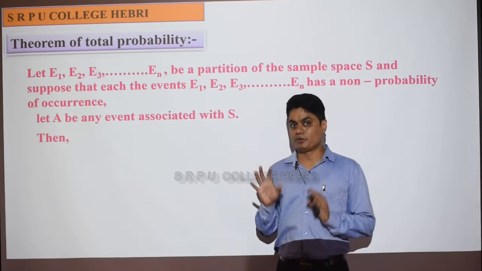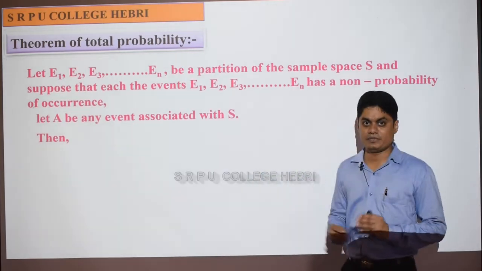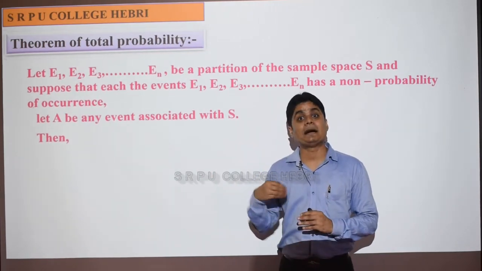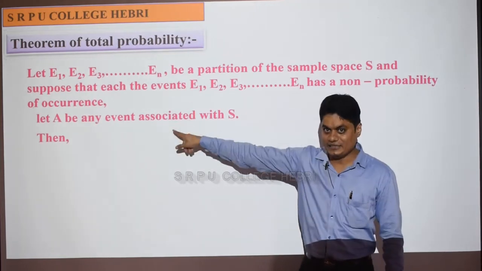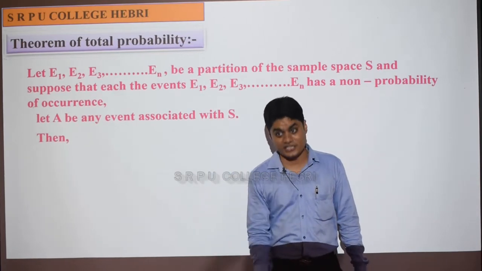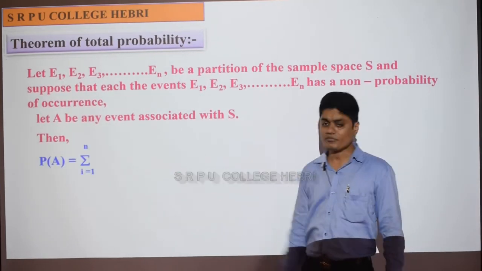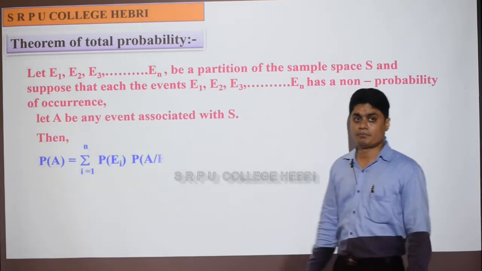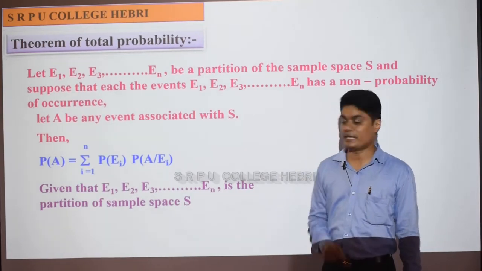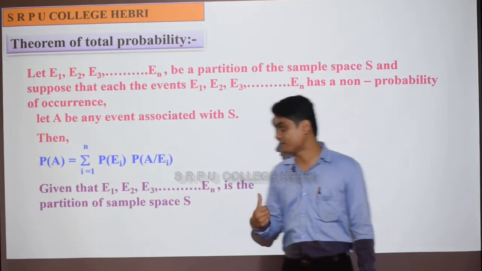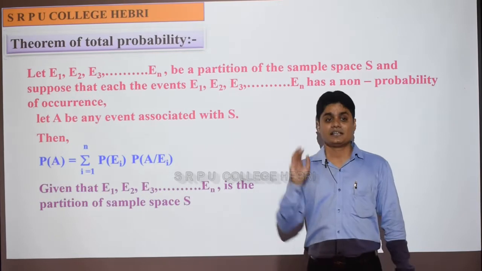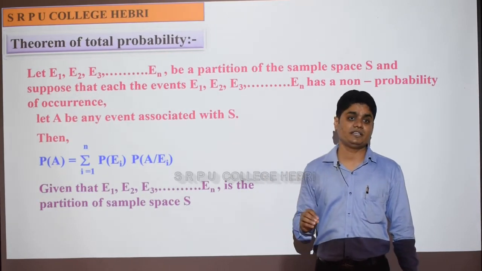I'll repeat, this theorem is, if you want to find out the probability of an event related to the sample space S, and you know the partitions of the sample space, then the formula to find out the probability using the partition is as follows. Summation i from 1 to n, probability of Ei into probability of A bar Ei, where E1 to En are the partitions of the sample space. Compulsory, these must be the partitions of the sample space.